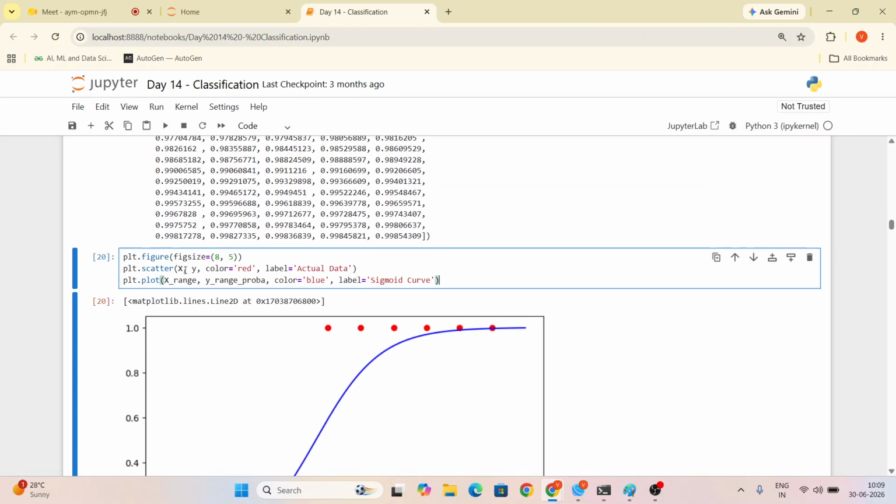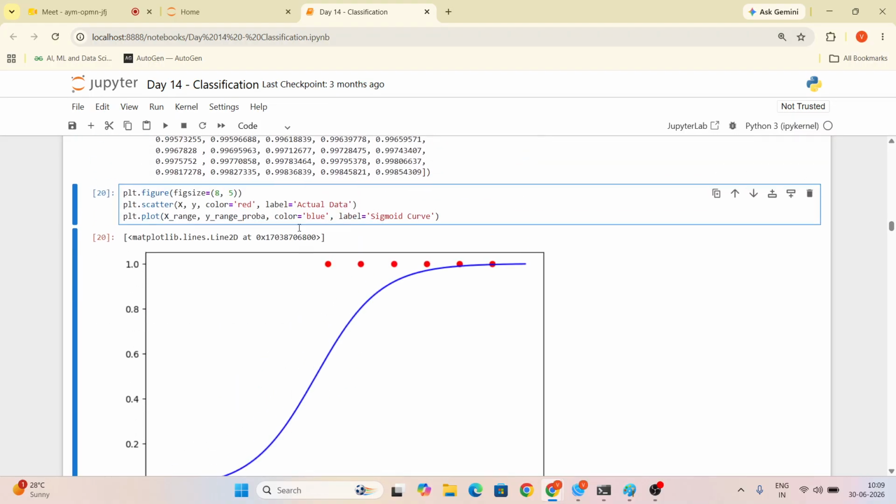Do you have any doubts in figure size and scatter plot? You already know x and y to become a scatter plot. Do you have any doubt here?